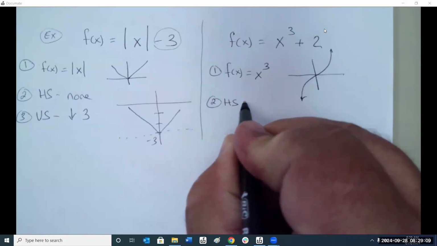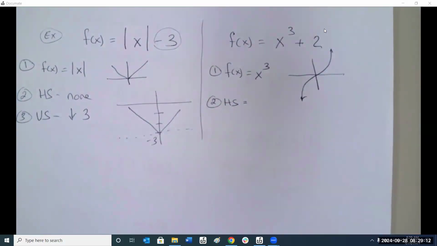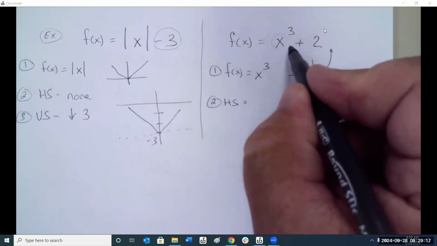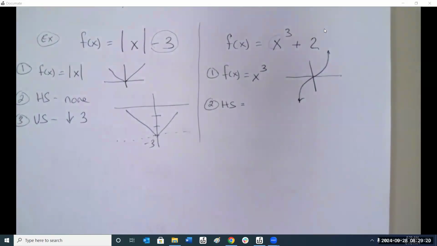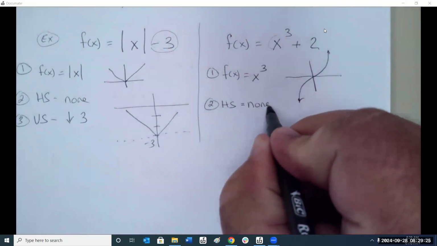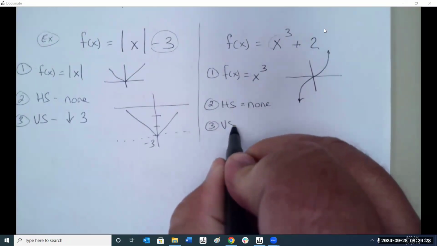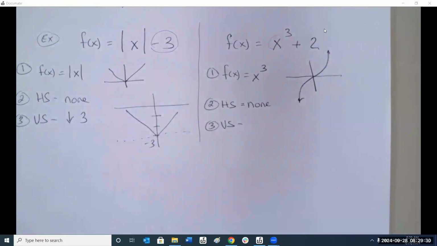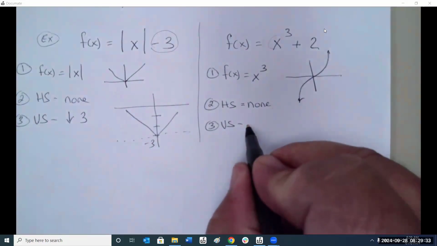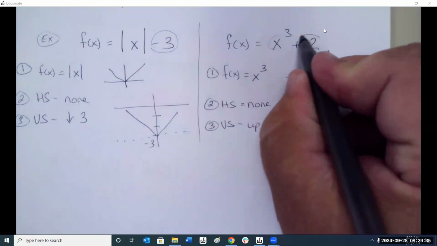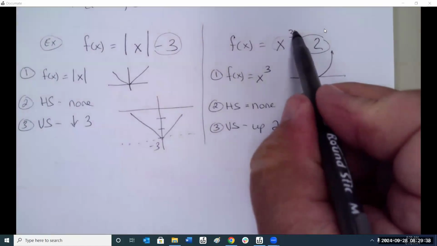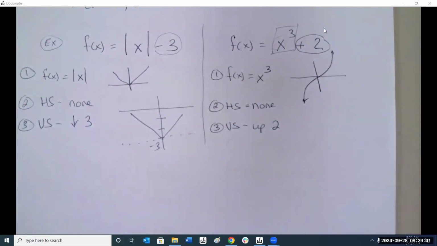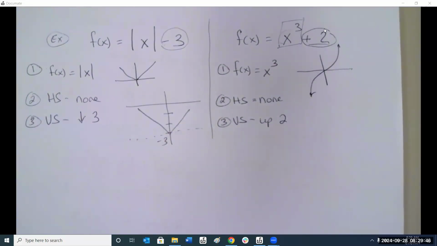Is there a horizontal shift? Why not? There's no parentheses, nothing inside there. In other words, nothing is added or subtracted to x before you do the cube. So there's none. Is there a vertical shift? Up 2, because it's positive, it's outside the function. See, the function is right here. Anything outside of it is a vertical shift. So far, so good?